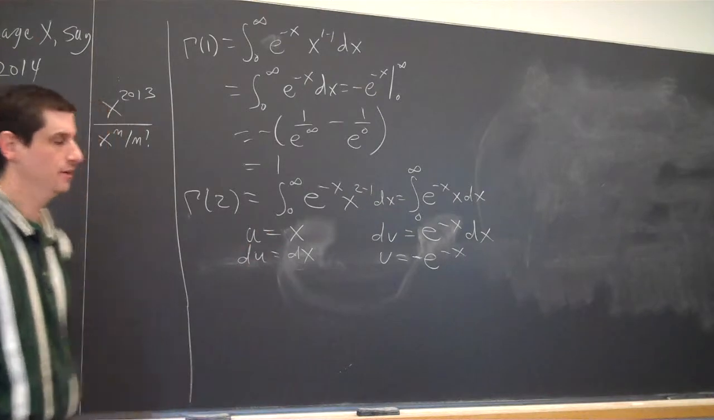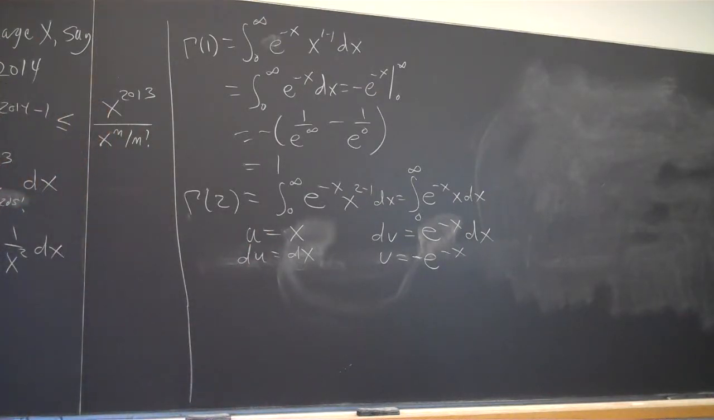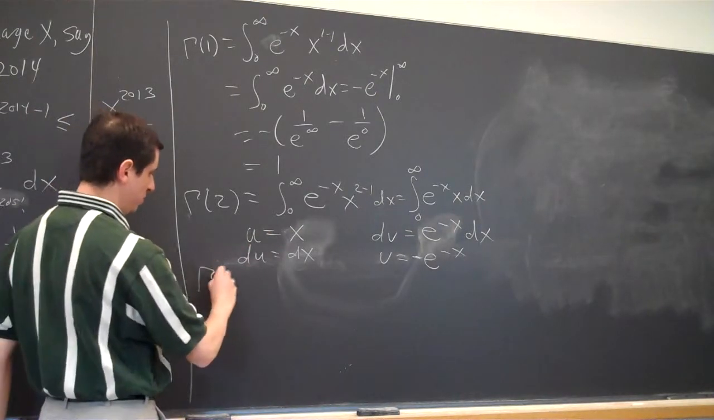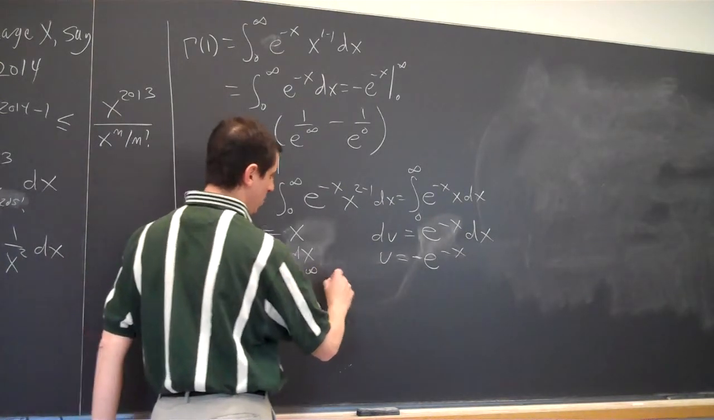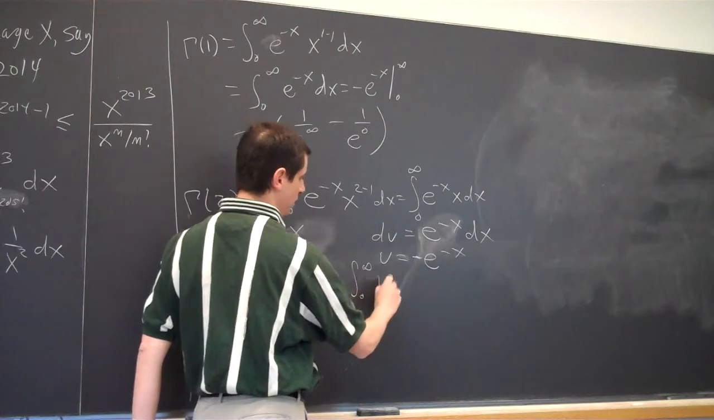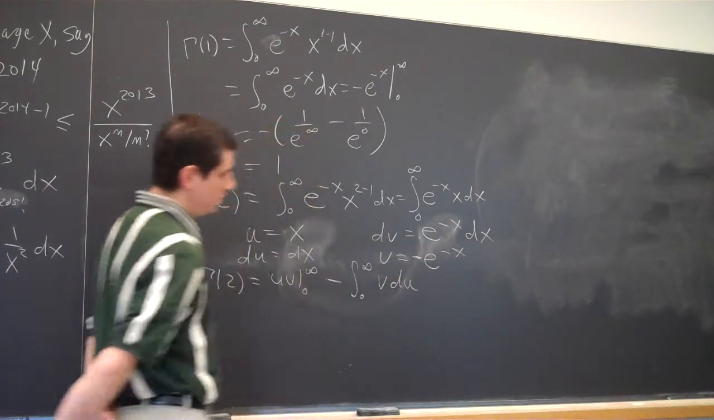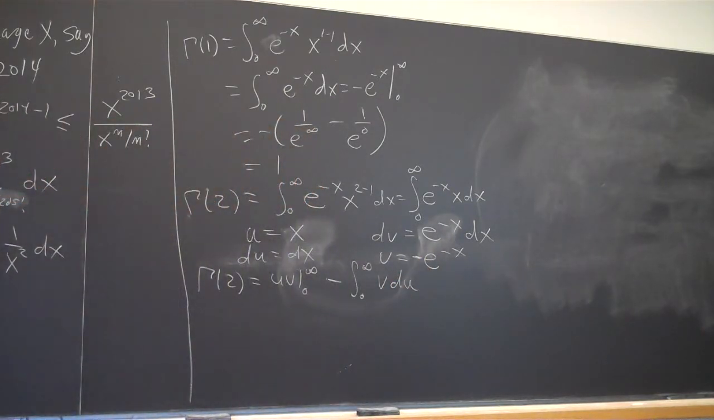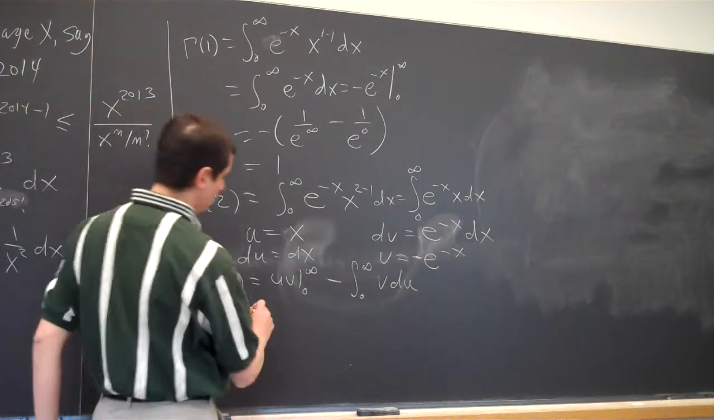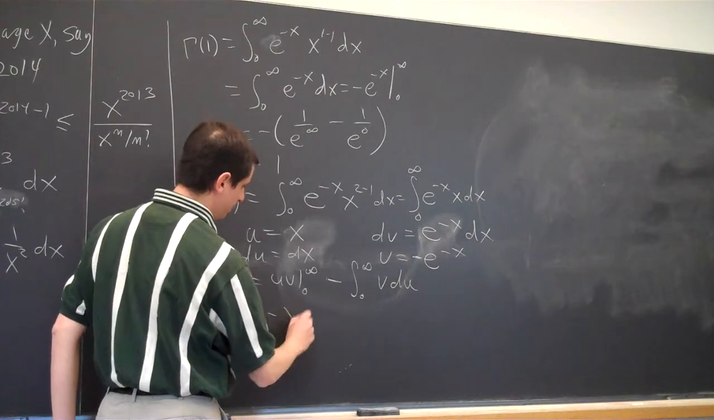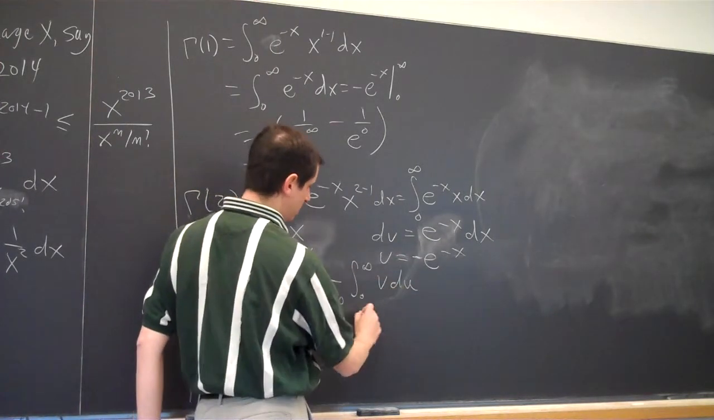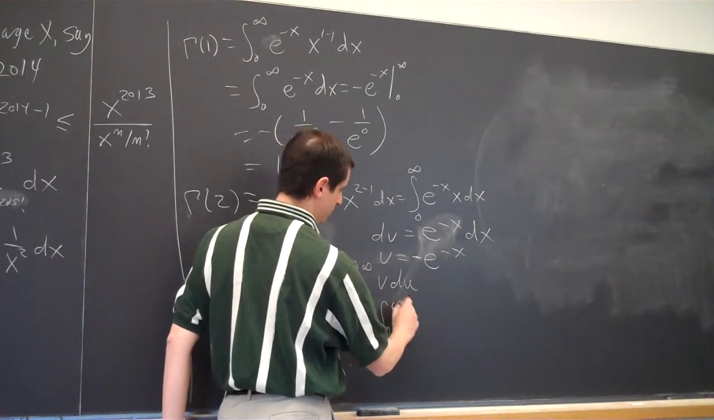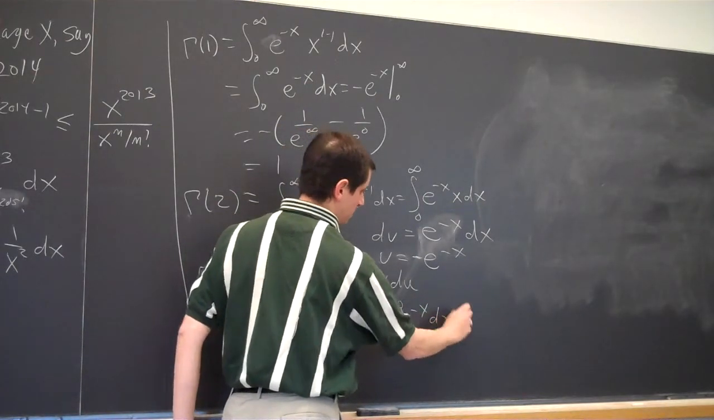We're very lucky here. And now I like to just go very slowly and write, gamma of 2 would be uv evaluated at 0 and infinity minus the integral from 0 to infinity of v du. By going slowly, I decrease the likelihood of making a mistake. Alright, this is equal to uv, which is negative x e to the minus x at 0 to infinity. The minus and the minus becomes a plus. The integral from 0 to infinity of e to the minus x dx.